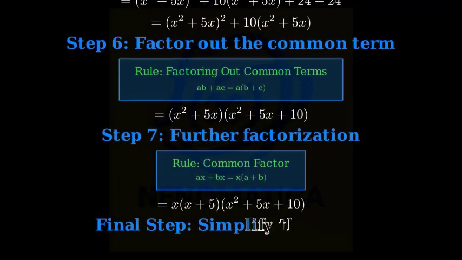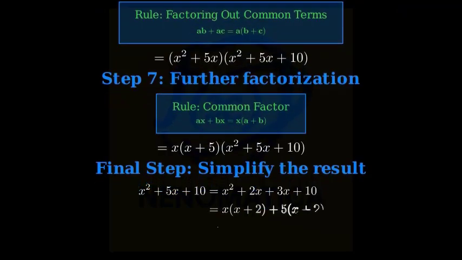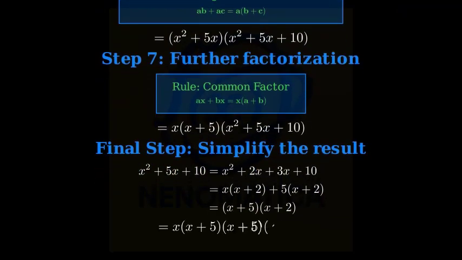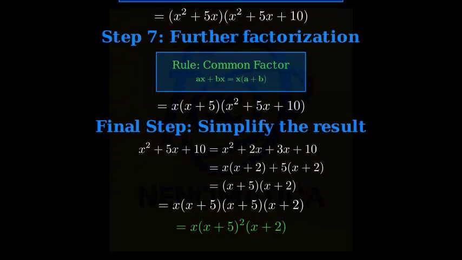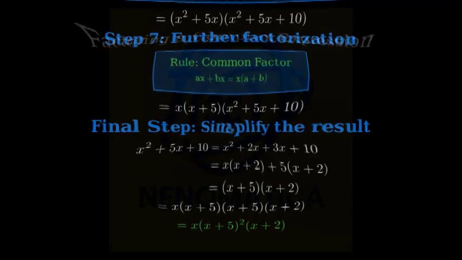Now for our final answer, we can simplify this further. We notice that the final factor, x squared plus 5x plus 10, can be factored as (x plus 5) times (x plus 2). So our completely factored expression is x times (x plus 5) times (x plus 5) times (x plus 2), which simplifies to x times (x plus 5) squared times (x plus 2).